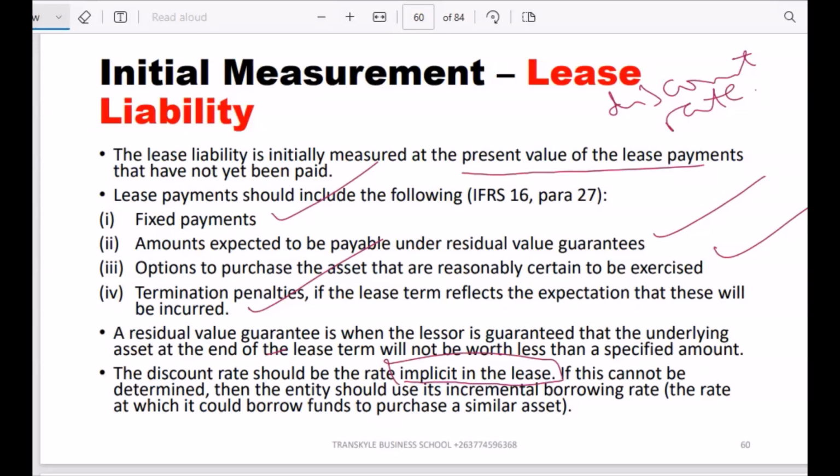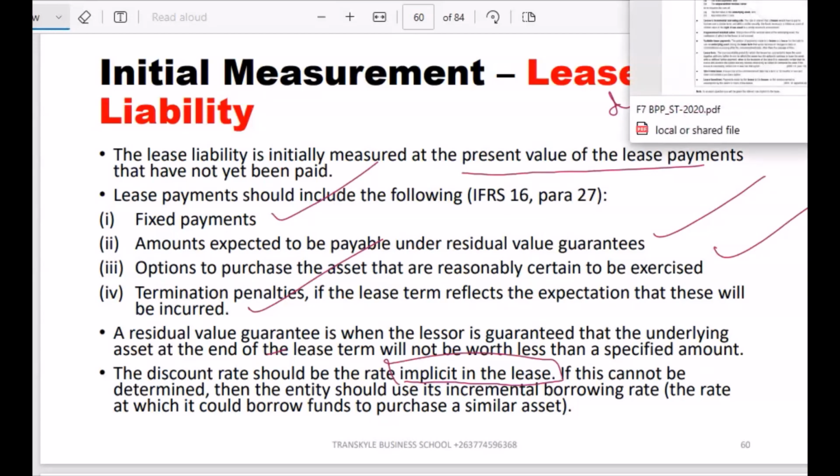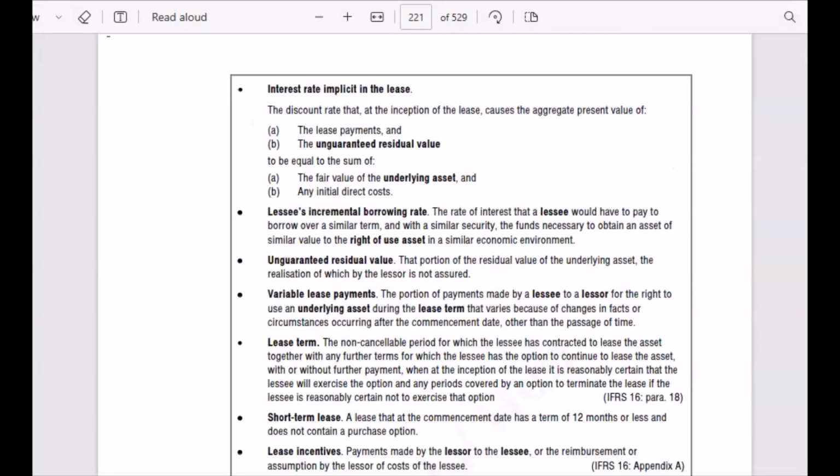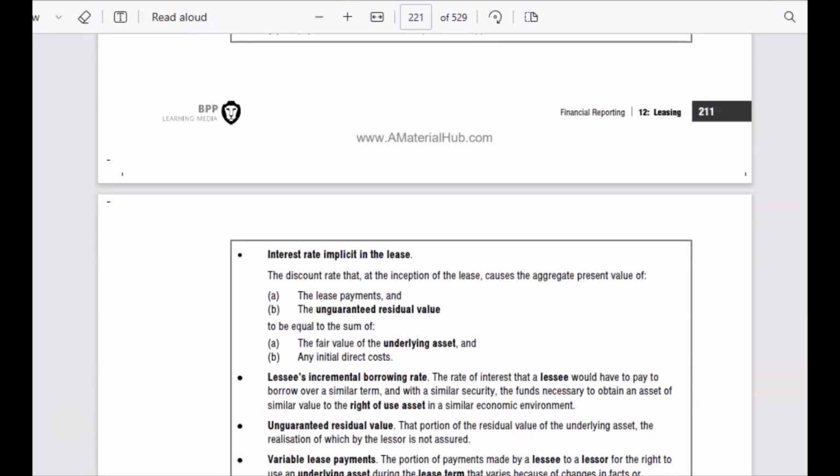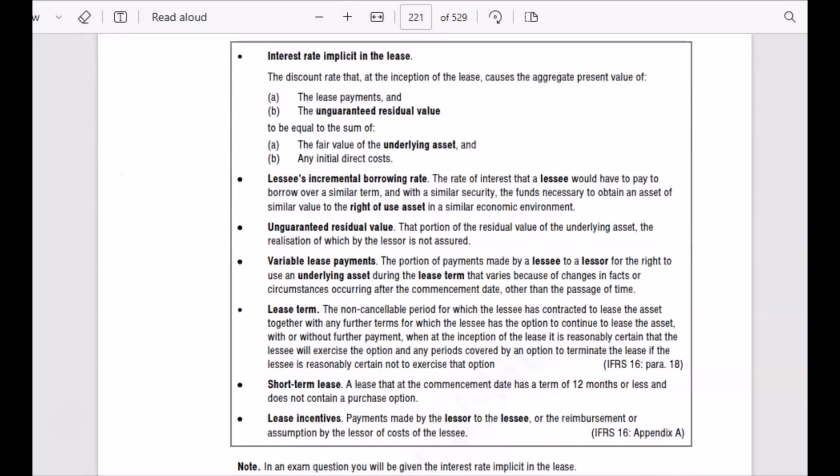And let me just try to open the approved textbook. Okay, this is the BPP. Sorry. All right, the BPP for those who would want to buy this. Okay, the BPP Learning Media textbook.